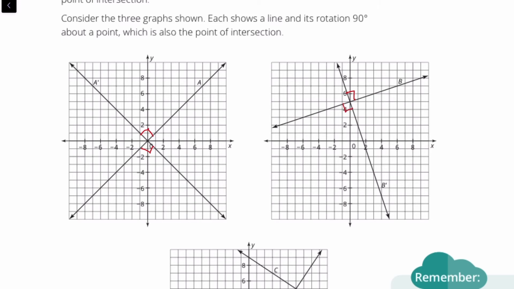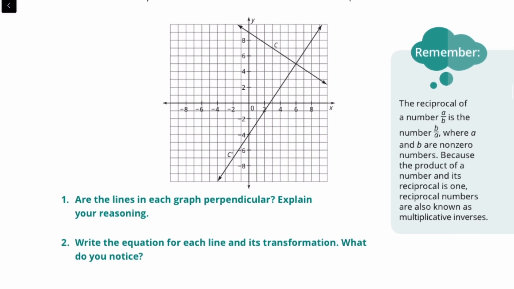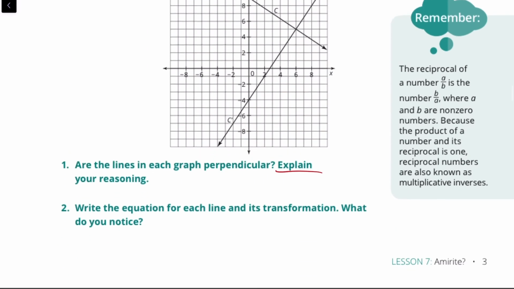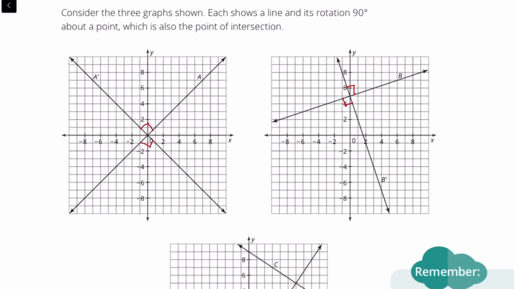So if you were to find the slope for these lines, A and A prime on the left, or B and B prime on the right, we should get a reciprocal slope. So let's check that. It wants us to explain. And it wants us to write the equation for each line. So we'll do number 1 first.